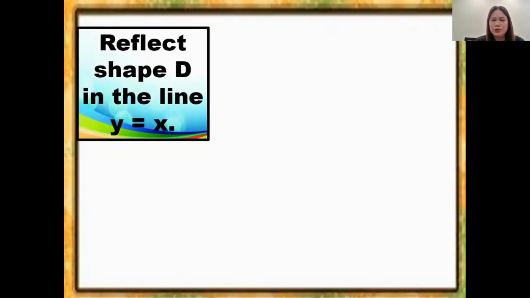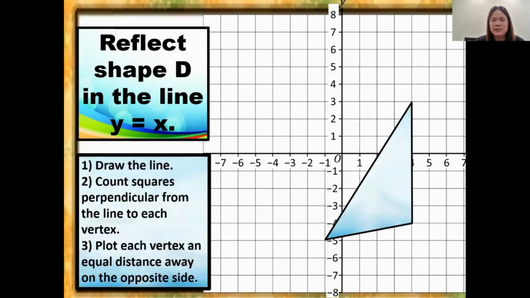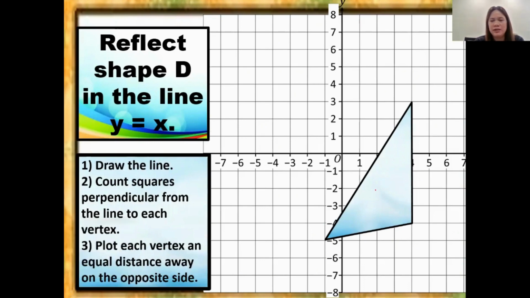Now I want you to try this one, but remember, our line is y equals x. So you are going to have here, this is shape D, and we are going to reflect it on the line y equals x.